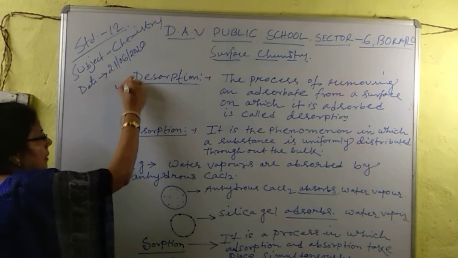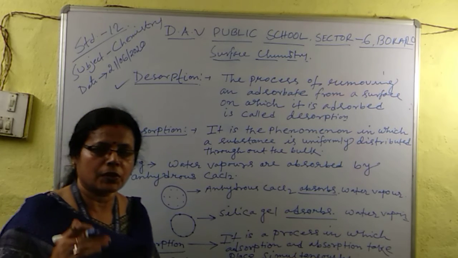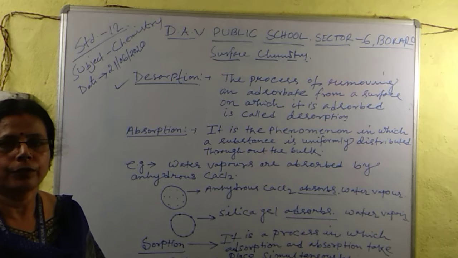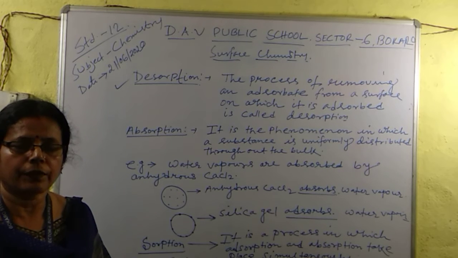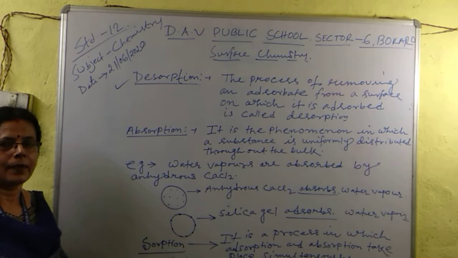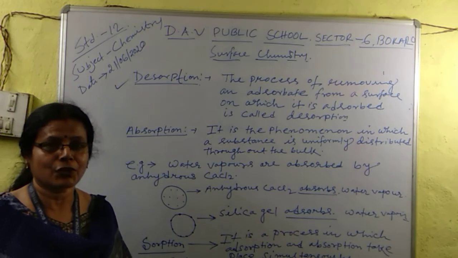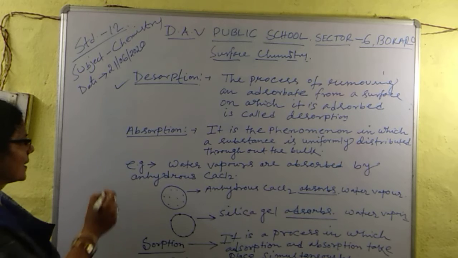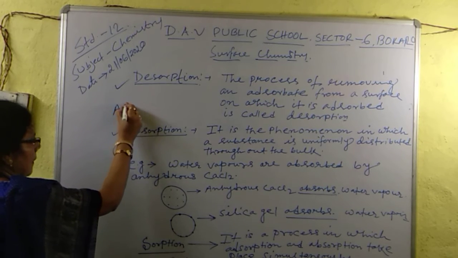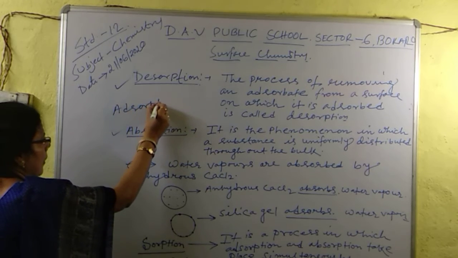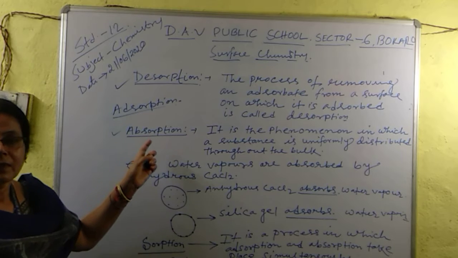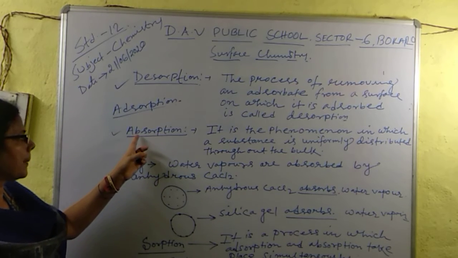So what is desorption? Again I am telling, it is the process to remove the adsorbate from the surface of the adsorbent. Now clear? Okay students? You are good students. I think you understood. Next is absorption. That was adsorption, but I am explaining now absorption.